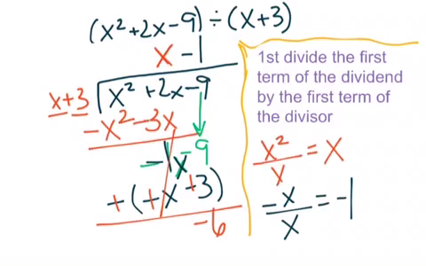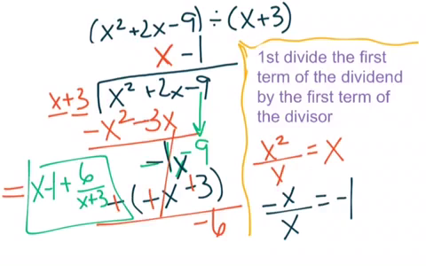So your answer here is going to be, where should I write that? Let's put that over here. So your answer is going to be x minus 1, and you add the remainder of negative 6 over your divisor x plus 3. That is your final answer. It looks super chaotic, but I promise you it's not once you get the swing of things down. Okay? All right, let's do another example.